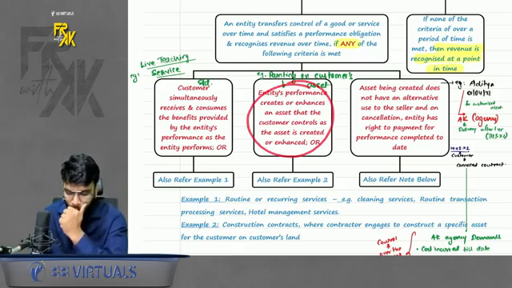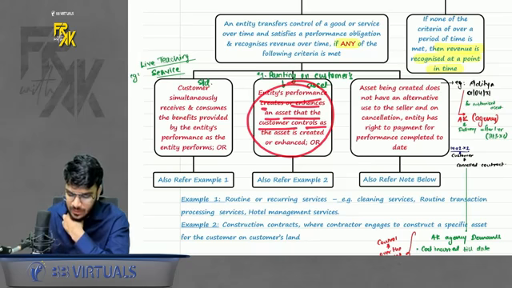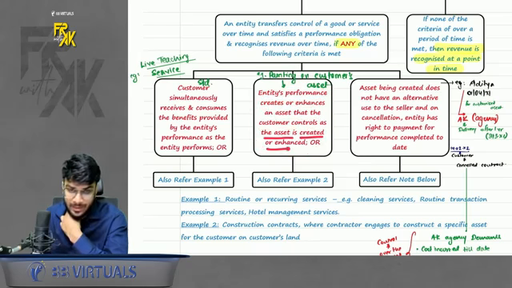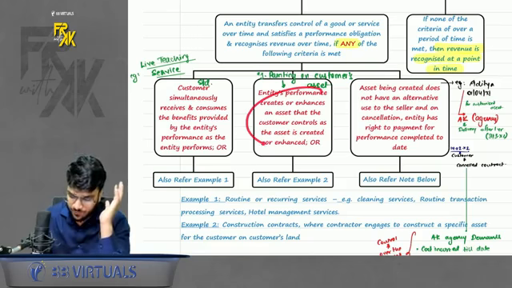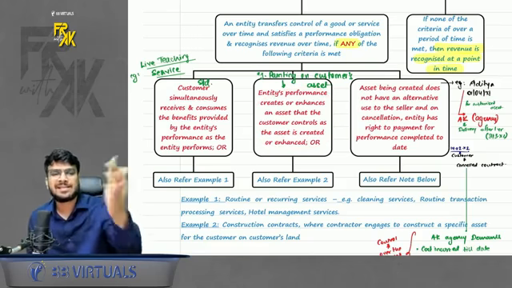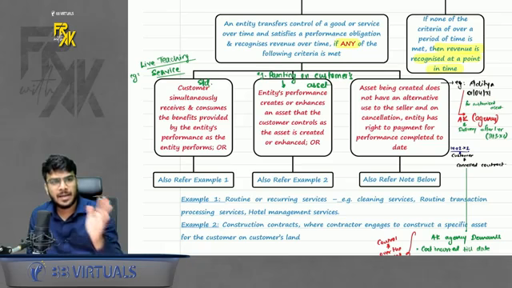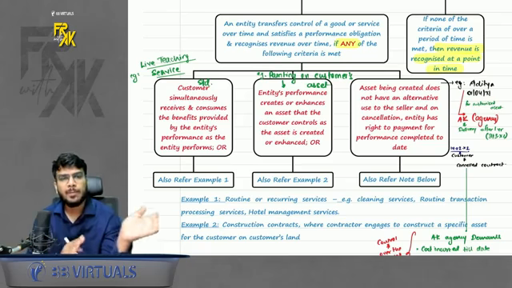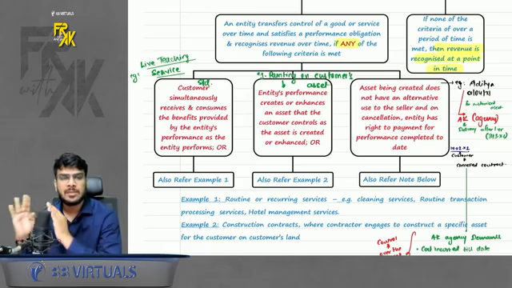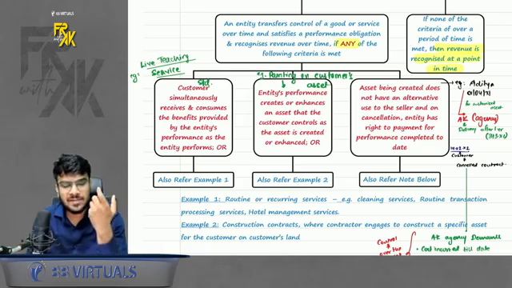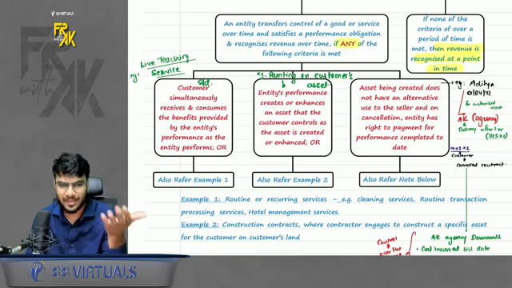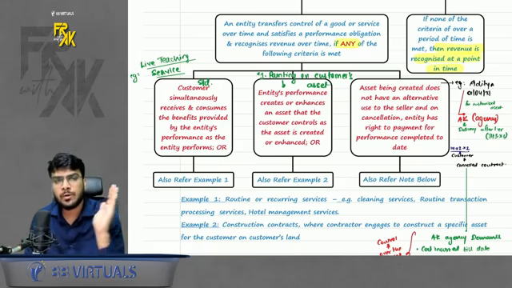Second, entity's performance creates or enhances an asset that the customer controls as the asset is created or enhanced. For example, whenever you perform any service on customer's asset, for example, customer has a studio, you are providing painting services on the customer asset. So this painting service will be considered to be transferred over the period of time. That is exactly what it says. When you perform any service on the customer's asset, it is a service of over the period.